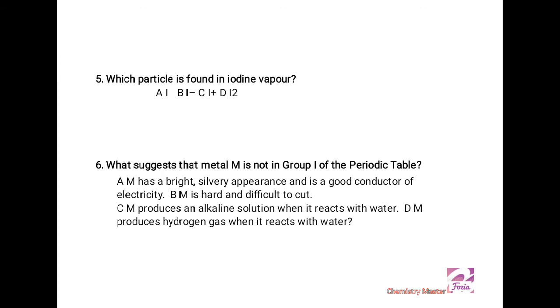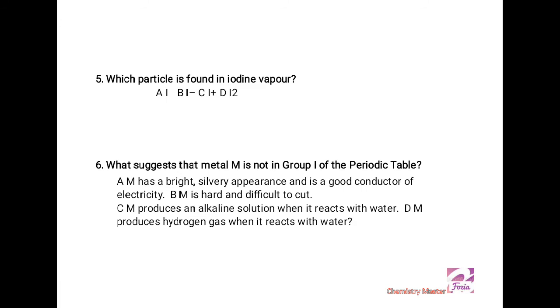Number 6. What suggests that metal M is not in group 1 of the periodic table? Option A. Metal has a bright silvery appearance and is a good conductor of electricity. We can think of it. But one thing very obvious and prominent about group 1 metals is that they are very soft and very reactive in nature. So they are hardly used as a conductor because they start reacting.